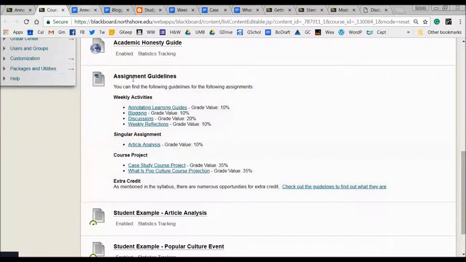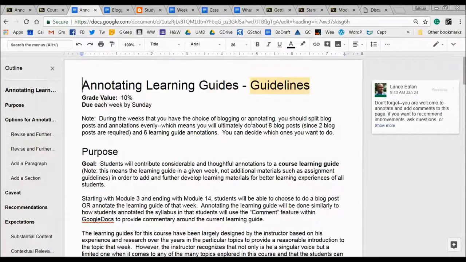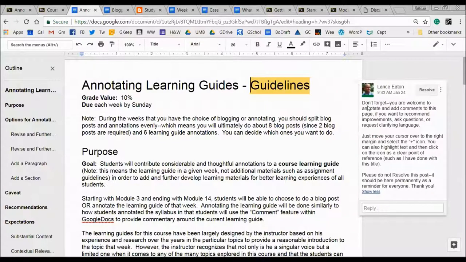So moving over to annotating the learning guides, it's something I have students or encourage students to do throughout all of my documents, whether it is assignment guidelines or actual learning guides. They all come up with this little statement on the right here that encourages them to annotate, to add comments, to interact and engage with the materials. And so they do that throughout the semester.